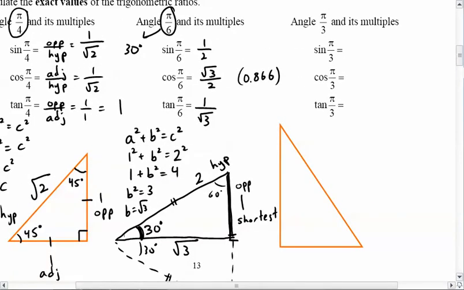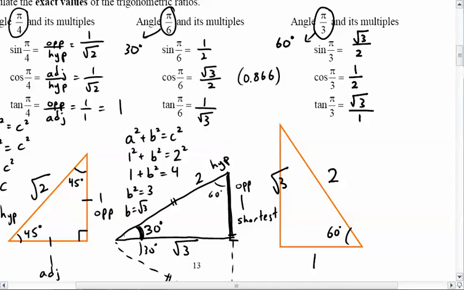Now pi over 3 is 60 degrees. Really, this is the same triangle, just rotated. So this is my 1, 2, 3 triangle. Shortest side is 1, hypotenuse is 2, longest side is root 3. 1, 2, root 3. So sine is opposite over hypotenuse, cosine is adjacent over hypotenuse, and tangent is opposite over adjacent. So really the 30-degree triangle and the 60-degree triangle are kind of the same triangle.